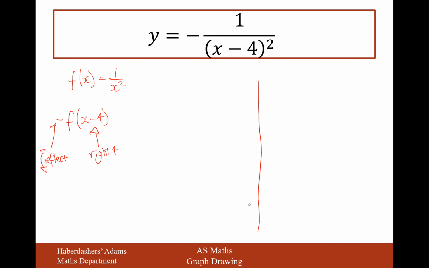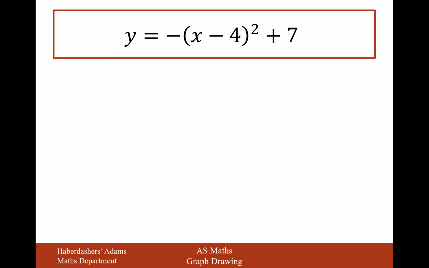So, let's draw our axes. It's going to move it right by 4, let's draw those asymptotes, and then it's going to reflect it up to down. Now, the 1 over x squared graph is going to both be on the top, so in this question they're both now going to be on the bottom. So there we are, that's the answer.